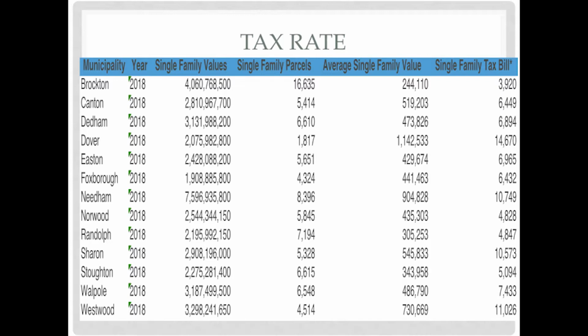You'll notice some neighboring communities, Canton and Dedham, $6,400 and $6,800. Walpole, $7,400. And then, of course, you've got the outliers: Sharon, Needham, forget about Dover, and Westwood.